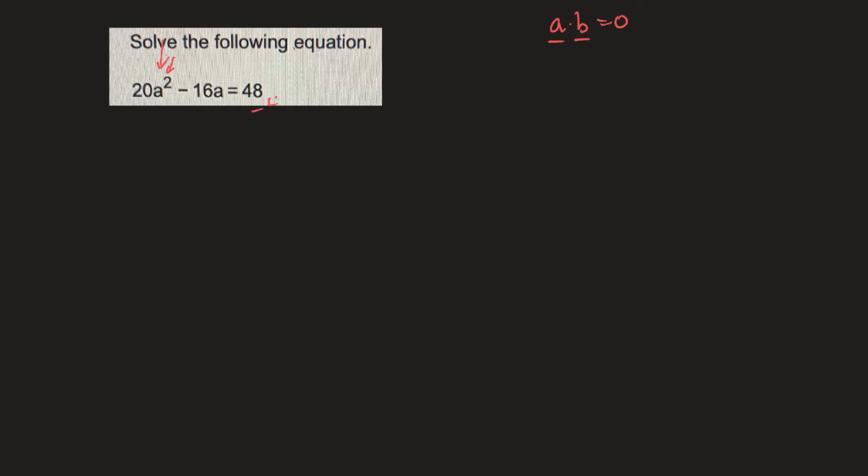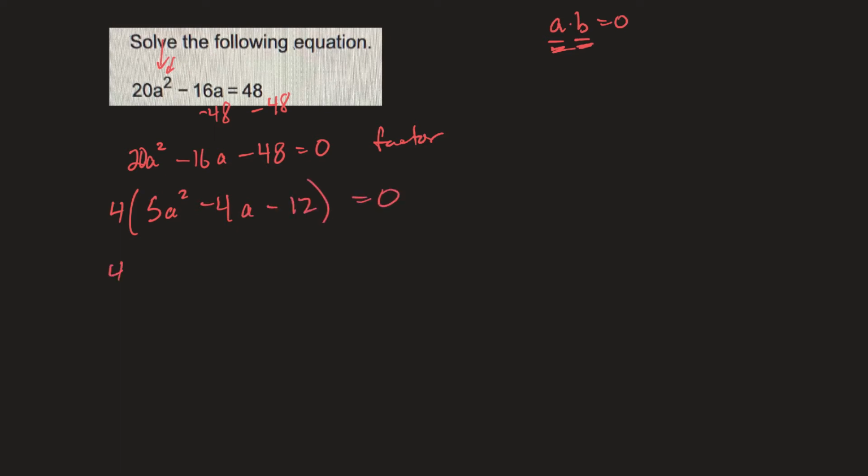So let's subtract 48 on both sides. So I'll have 20a squared minus 16a minus 48 is equal to 0. Okay? Now to get two things that multiply to get 0, I need to factor. So let's factor. Looks like I can take a 4 out of everything. That leaves me with 5a squared minus 4a minus 12 equals 0. And now let's try and guess and check that one.